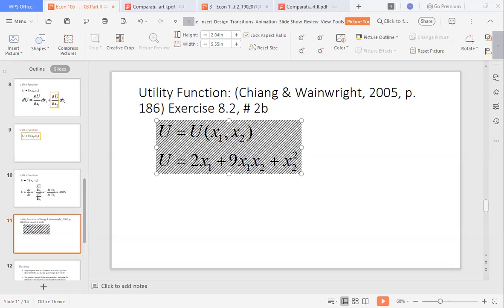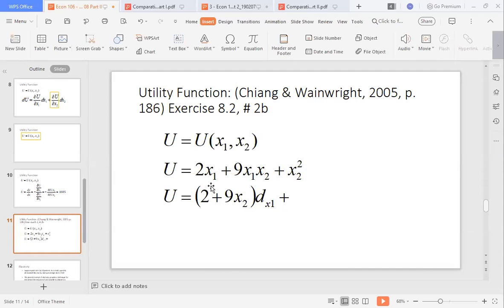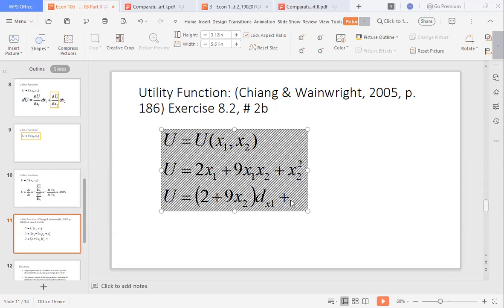Okay, let me just add quickly. Okay, and then let's go to partial u partial x sub 2, Kawano. Please proceed. Because we're getting the total differential, I'm adding dx sub 1. Okay. And then for the partial derivative of x2, it would be 9x1 plus 2x and dx2. Yes, correct. Thank you.